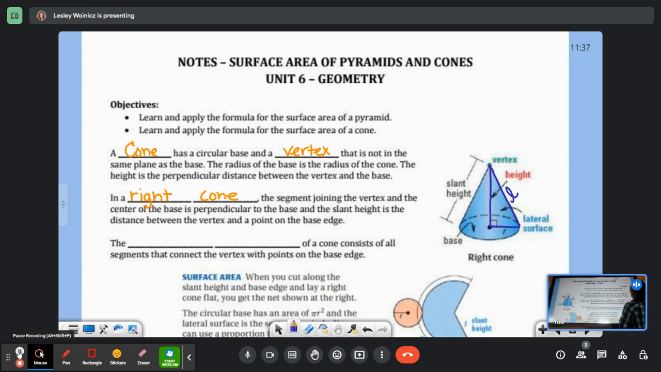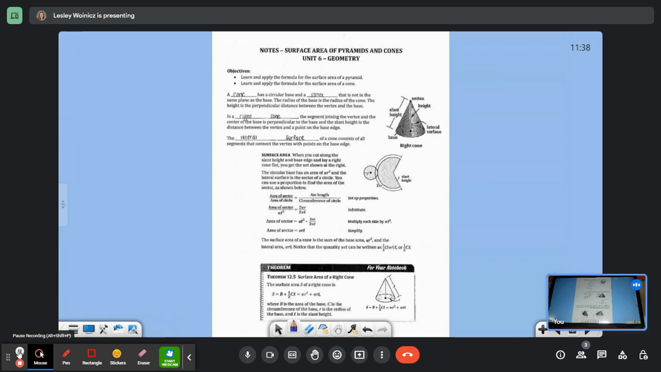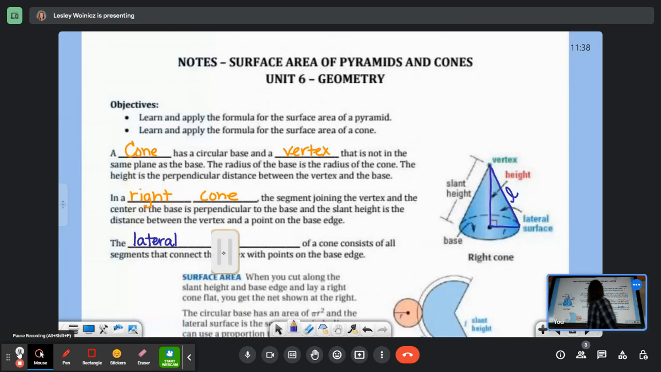Okay, the lateral area, is it lateral area or lateral surface? Guys, we got to go back and check. Lateral surface. All right, sorry about that. The lateral surface of a cone consists of all of the segments that connect the vertex with the points on the edge of the base. So if you can imagine infinitely many segments, packed in tight as sardines, you see what's happening? If I put infinitely many in there, I'd cover the whole cone, right? Look up my drawing.